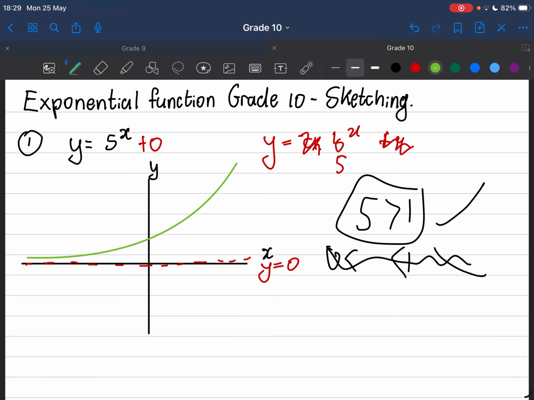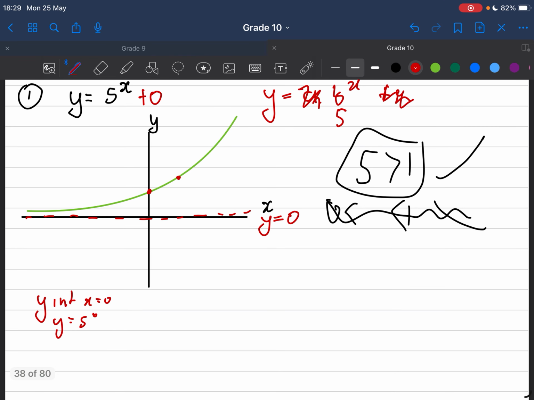Now we would need to show a couple of points on this graph just to make sure it's all right. One of the things you can find or should find is the y-intercept and maybe just one more point. So for the y-intercept, let x equal to 0. So y is equal to 5 to the power 0. So that's going to be y is equal to 1. So it's going to be 0 and 1. So this is going to be at a coordinate of 1.